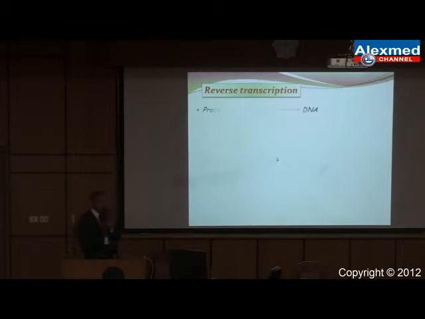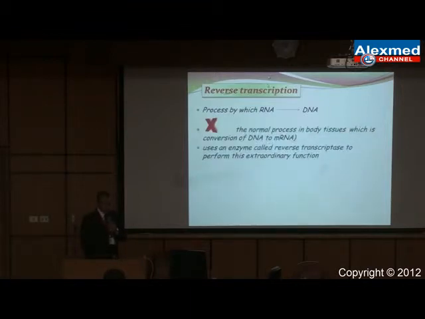We come into the most important step in the cycle. First, reverse transcription. What is made? This is the process by which RNA is converted to DNA. This is the opposite of the normal process that occurs in our bodies. Our body converts DNA to mRNA by the action of RNA polymerase. Reverse transcriptase will make RNA into DNA.